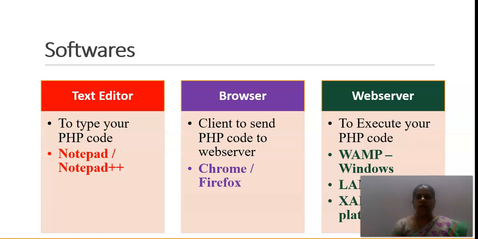I said that PHP is an open source technology, and it runs on a web server. So we need a web server. For example, we have this list of web servers like WAMP, LAMP and XAMPP. WAMP supports only the Windows operating system, LAMP is for Linux, and XAMPP supports all types of operating systems like Windows, Linux, everything.